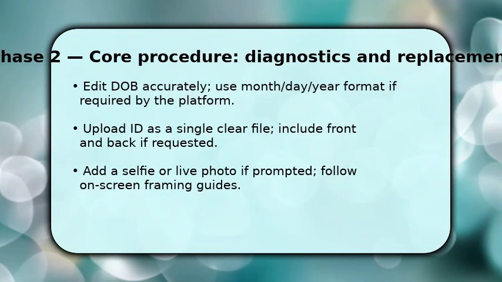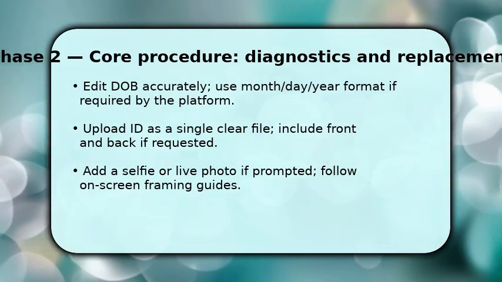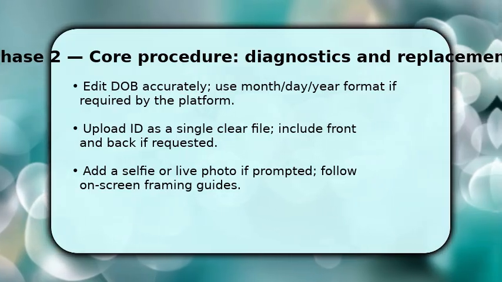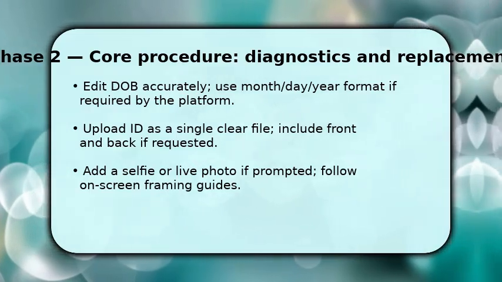Small type. You will now change the date of birth and supply verification. Enter the correct DOB in the platform's required format. Many use month/day/year, so double check.